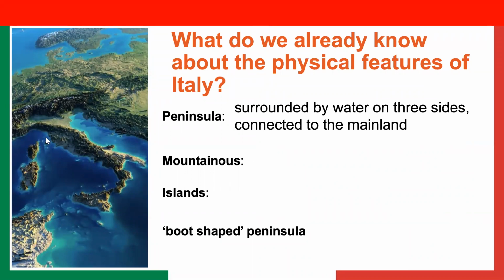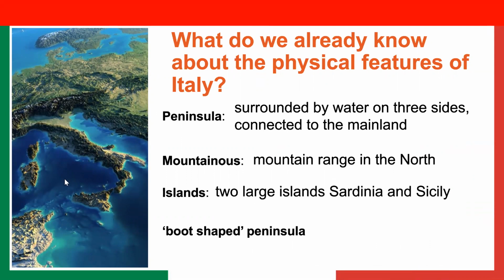Now we can see that Italy is surrounded on 1, 2, and 3 sides there. And at the top there in the north, it's connected to the mainland. We have mountainous. Now mountainous, the clue is in the name. It's a mountain range in the north. So it's areas where there's a lot of mountains. So we've got a lot of mountainous areas in Italy at the north.